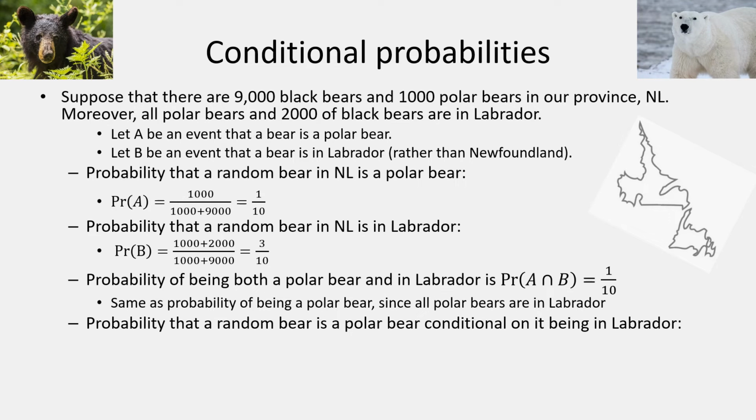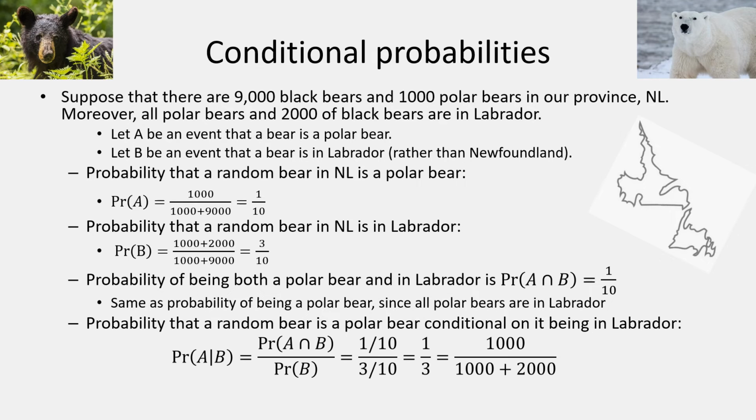So now, what is the probability that the random bear is a polar bear if you know that it's been seen in Labrador? If you know that the bear has been seen on the island, and you know that there are no polar bears on the island, you know for sure it's a black bear, right? So now what's the probability of seeing a polar bear if you know that it was in Labrador?